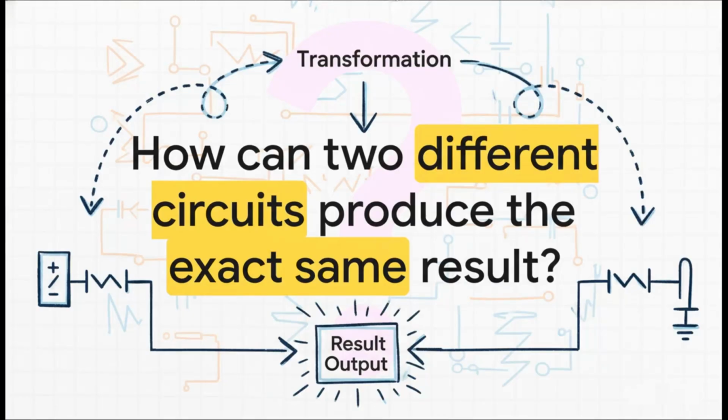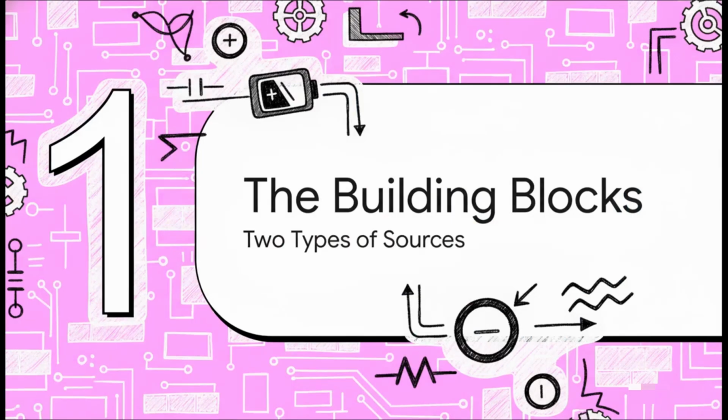So that begs the question, how? How can two totally different setups produce the exact same result? Well, it's not magic. It's actually a really elegant principle of circuit analysis, and we're going to break it all down. To really get this, we need to start with the fundamental building blocks we're playing with.